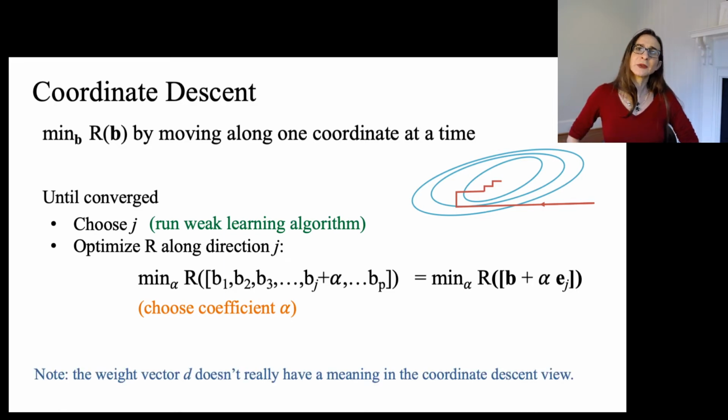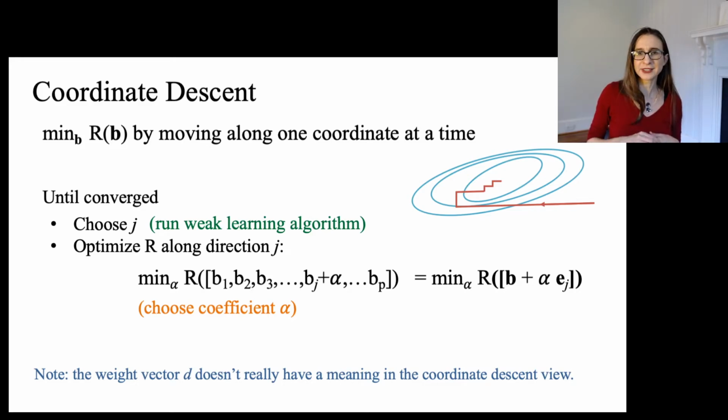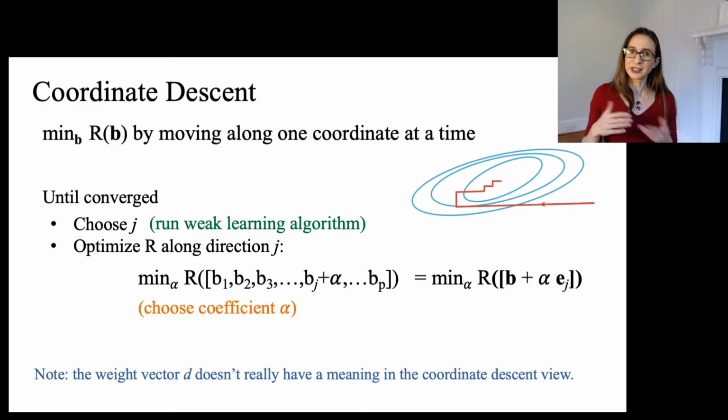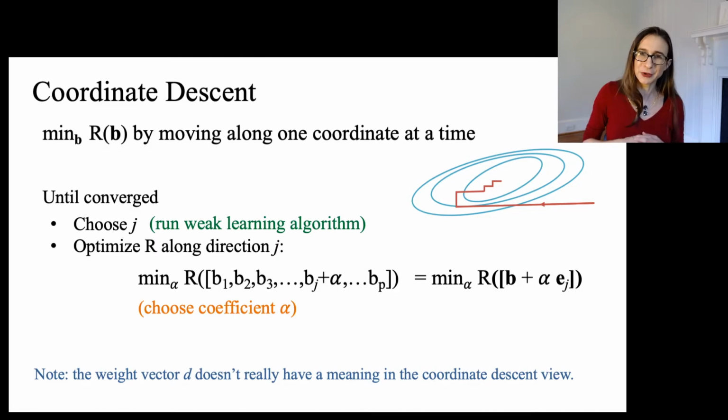Now I should mention that the weight vector D, which was a discrete distribution over the data points, actually doesn't have a meaning in the coordinate descent view. You can think about it kind of as a dual variable, or as a variable that's handy for transitioning from one iteration to the next and telling you how you should reweight the data so that you can pick out the best direction to go in the coordinate descent view of things. But D doesn't really have that kind of meaning. So you really want to only think about it in the other viewpoint of AdaBoost.